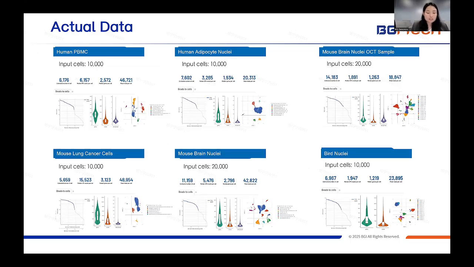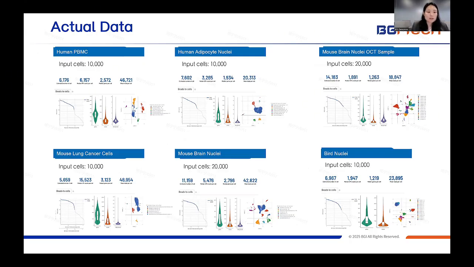Here we show you some actual data of our platform. It also represents some typical samples, including human PBMC samples. Its capture efficiency is greater than 15%, and gene detection is about 2,500.